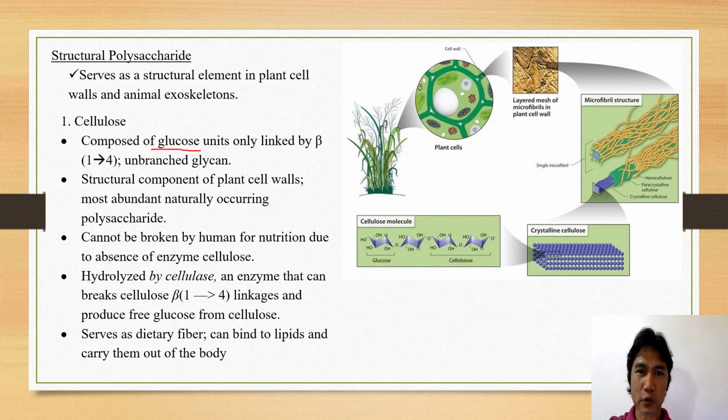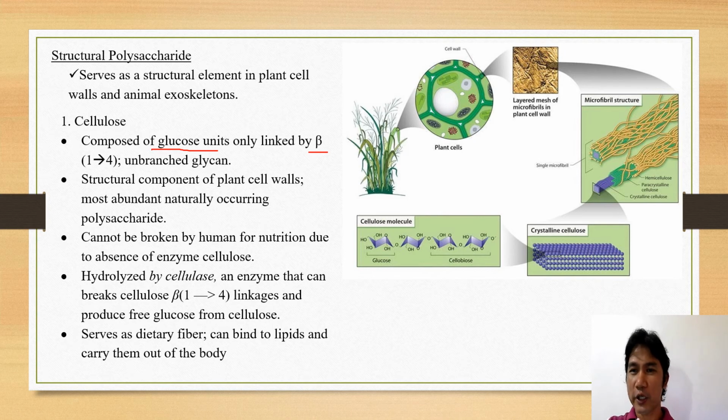Cellulose is composed of glucose units, okay, but this time the glucose units are linked by beta 1,4. Remember, as I said before, cellobiose is an intermediate product of cellulose degradation. So the glucose units are linked by beta 1,4. This is an unbranched homopolysaccharide. When we say homopolysaccharide, the basic unit is uniform all throughout. So it's a component of the plant cell wall, the most abundant naturally occurring polysaccharide.